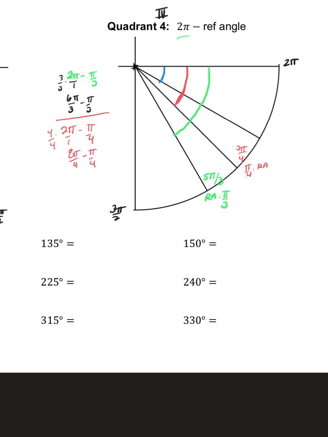Okay, our last one, it's a smaller angle. This is our pi over 6 reference angle. So we're going to take 2 pi minus pi over 6. This time we'll multiply that by a 6. So this will give us 12 pi over 6 minus pi over 6, which gives us 11 pi over 6. Again, be careful. Okay, so now those are our angles with their reference angles for this part of the circle.